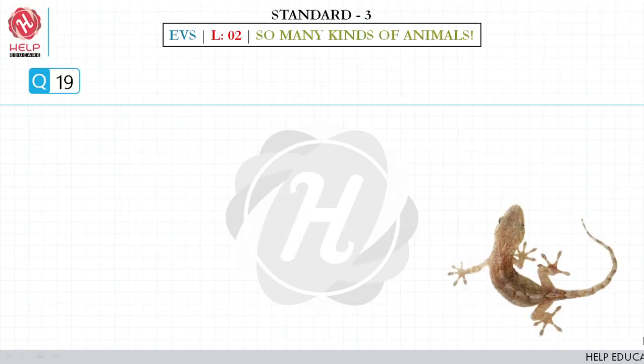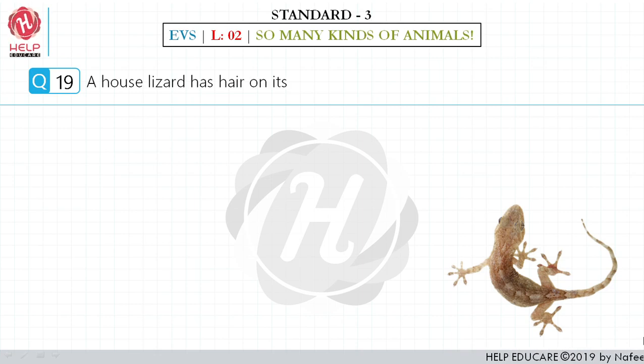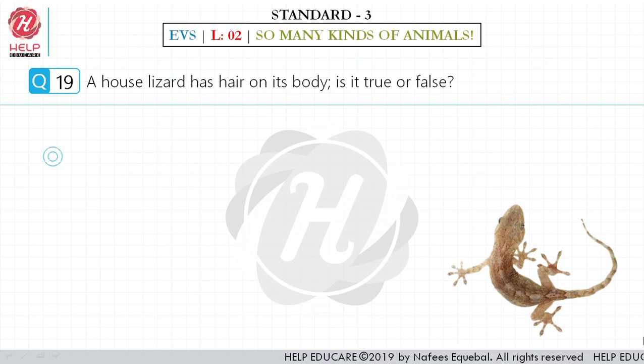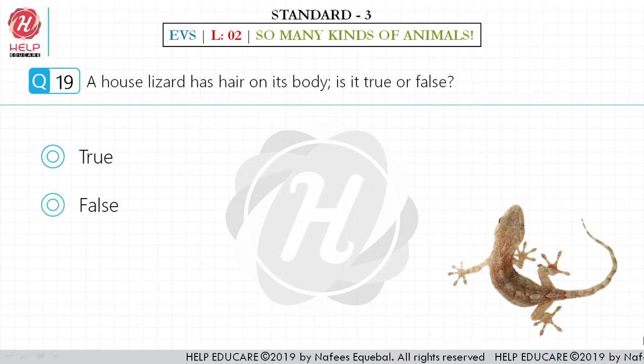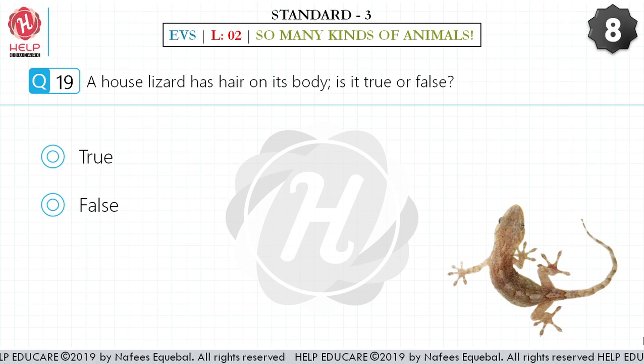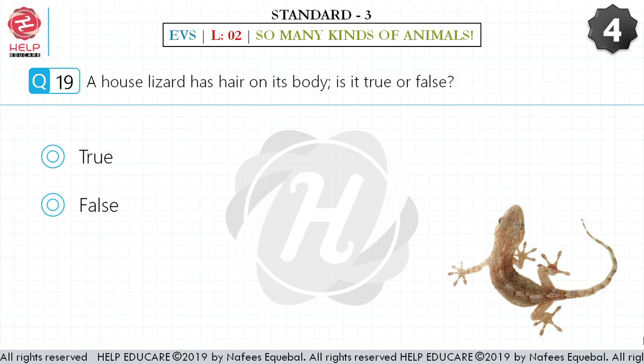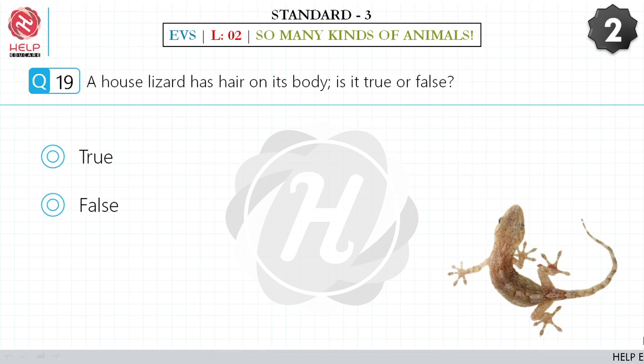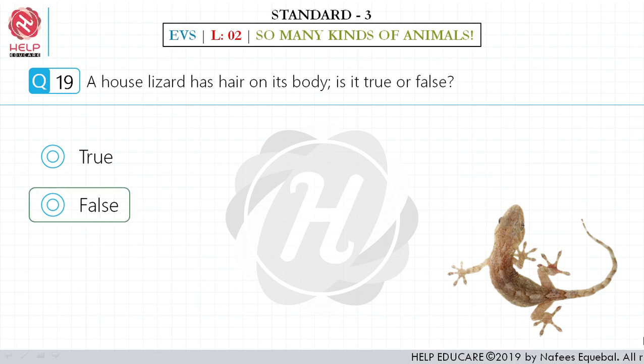Question number 19. A house lizard has hair on its body. Is it true or false? First option, true. Second option, false. Your time starts now. Correct answer is false.